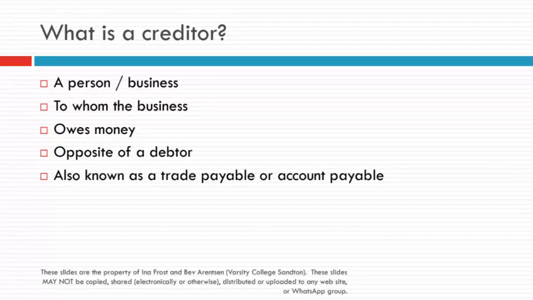Let's just remind ourselves again, what is a creditor? A creditor is a business or a person that the business owes money to. In other words, a creditor is the opposite of a debtor, and we can also refer to them as trade payables or accounts payables.